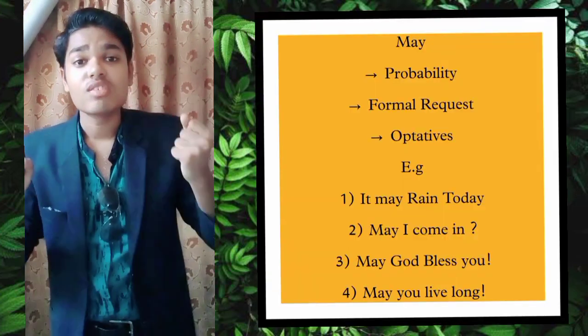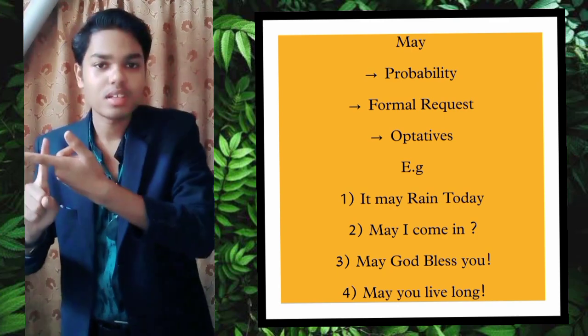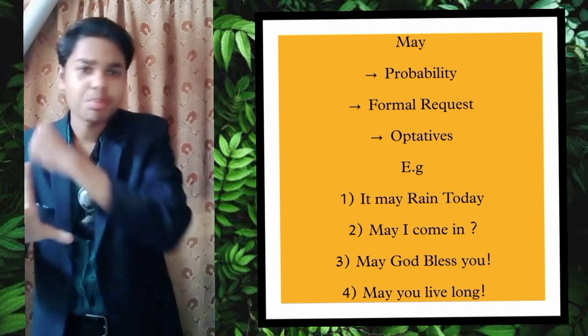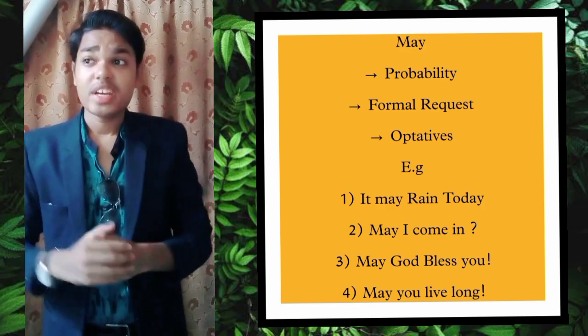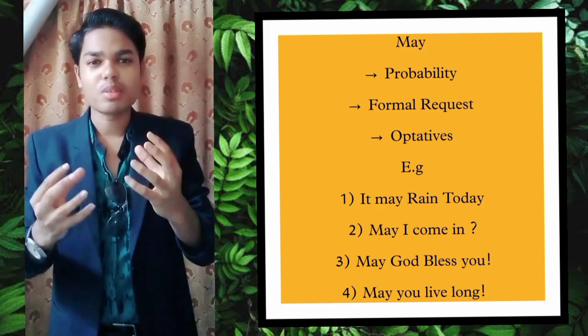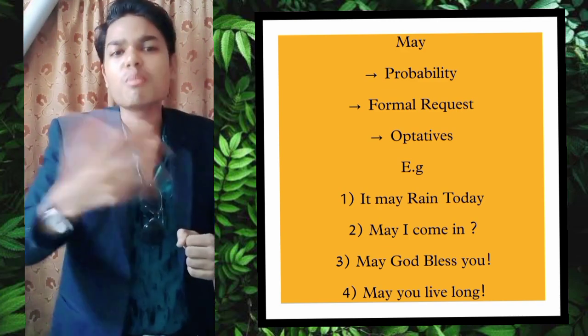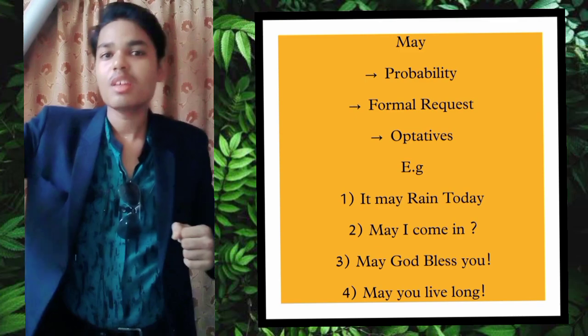Now come to the next point: what is the use of may? May is generally used to show possibility, probability, formal permission and in optative sentences. For example, it may rain today. So here there is more possibility that it rains. So here may is referred to as the modal verb. It is showing the probability of raining.